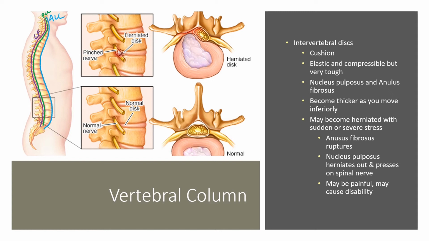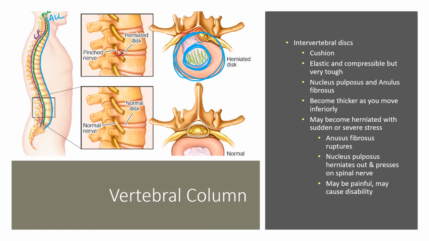But we have extra stuff that helps too. We have these intervertebral discs. They also help prevent vertebrae from rubbing up against each other and wearing down the bone itself. So these act as a cushion. They're very elastic and compressible, but they are very, very tough. It's made up of two components. This is actually a picture of a herniated disc, but you have an outer ring and an inner squidgy part.